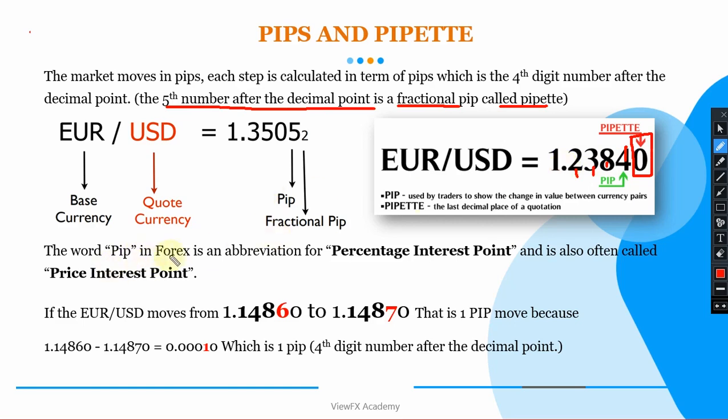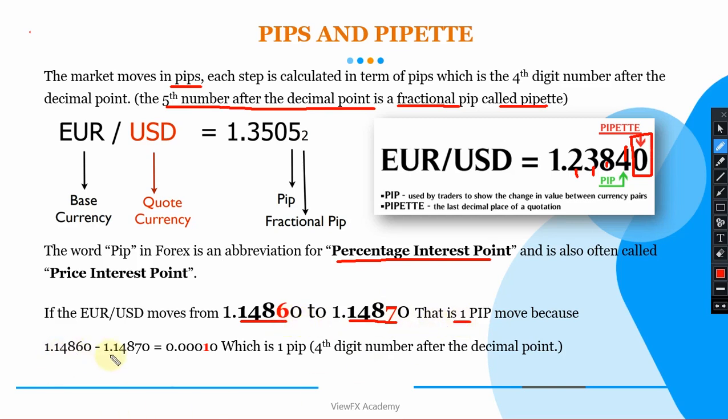So the word pip in Forex is percentage interest point, and can also be called price interest point. That is the meaning of the pips or pip you're seeing. And remember, in the market, price moves from one place to another. So if the Euro USD moves from this to this, that is a 1 pip move, because from 6 to 7 is just one number in between, which is 7 minus 6 is going to give you 1.